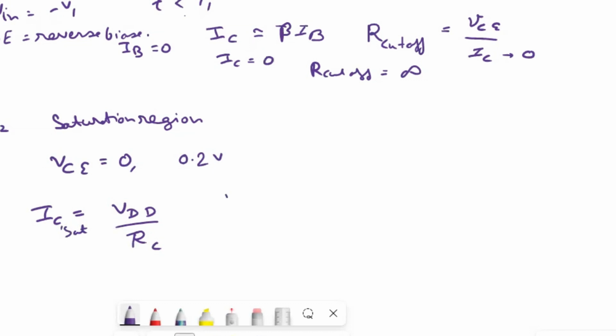Now the resistance when it is operating in the saturation region will be VCE upon IC, where VCE will be very small or close to 0, and at the same time IC is large, so it means the resistance will be very small. So it offers a resistance which is very low, so it acts as a closed switch. Here it is written, it should be VCE.